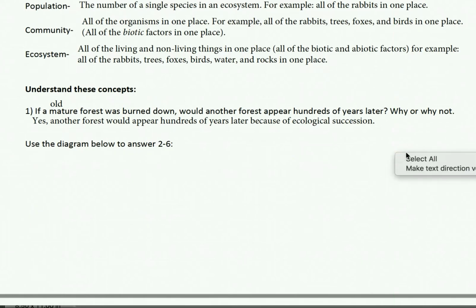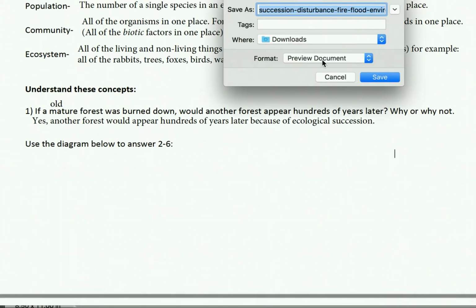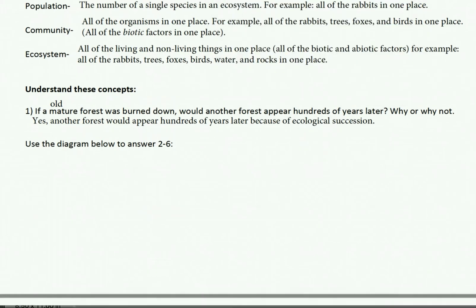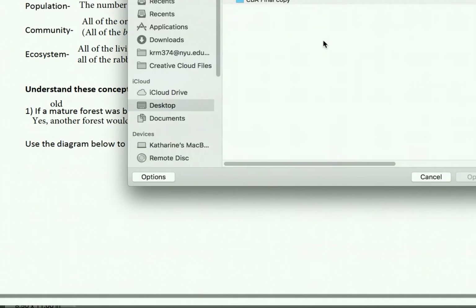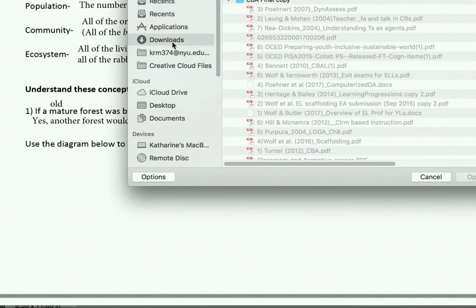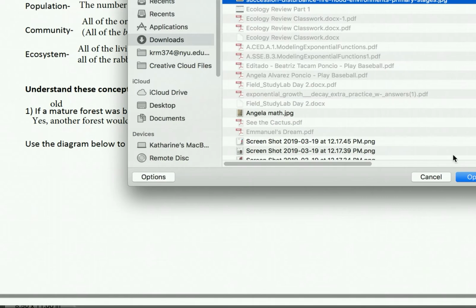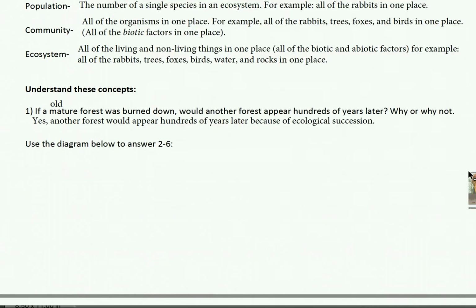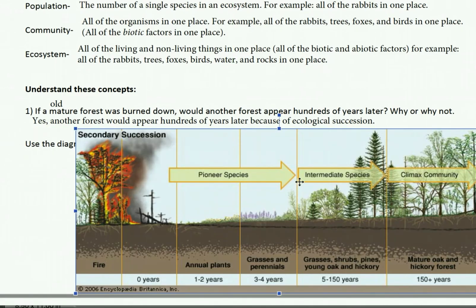Can I paste? Nope. Let's see, save this. Hello. Save. Add image. Okay.